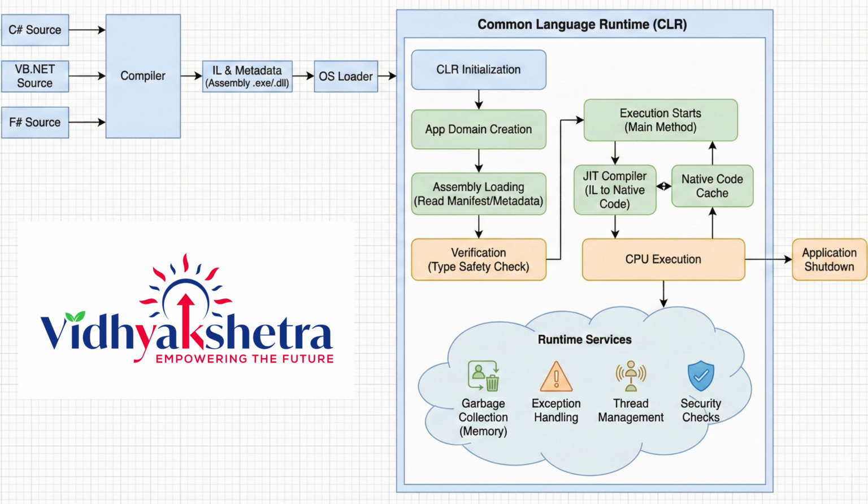Once initialization is complete, the CLR creates an application domain. An application domain is a logical isolation boundary within a process. Each application domain has its own configuration, loaded assemblies, and static data. This isolation improves stability by preventing one application from affecting another within the same process.